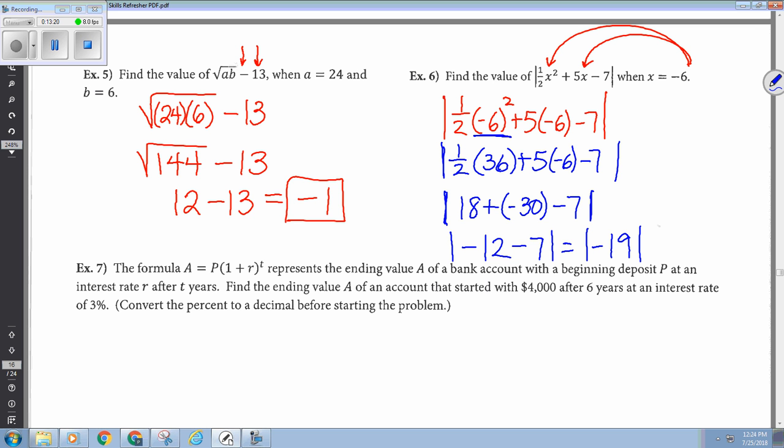So we have the absolute value of negative 19. Now we just have a single number inside of the absolute value. So now we can actually do it. The absolute value of negative 19 is positive 19. And that's your final answer for that problem. So this one was a little bit more involved, but if you follow the steps carefully, everything works out.